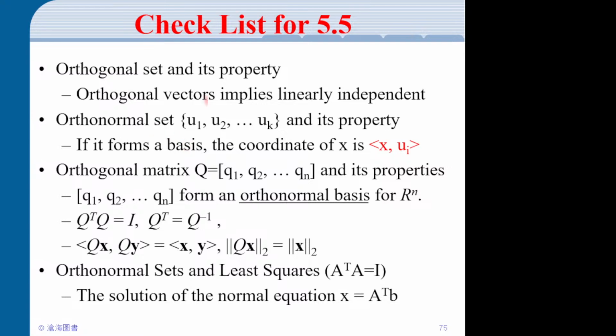If you want to calculate the coordinates of some vector x on an orthonormal basis, then the coordinate on this basis is just x inner product with u_i. That's the ith coordinate of x. And you can do this from 1 to k, and you will get all the coordinates. So that's why, from last time, we see the orthonormal basis is nice.